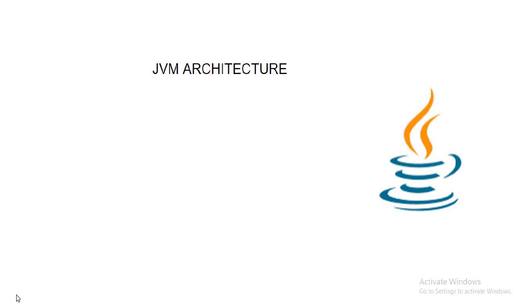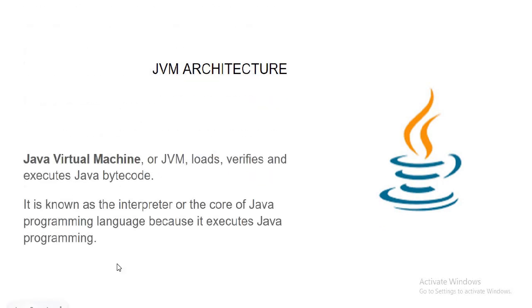In this video, I want to explain JVM architecture. It is one of the important concepts in Java. First of all, what is JVM? JVM means Java Virtual Machine, okay? It will load, verify and execute the Java bytecode. It is also known as the interpreter or core of the Java programming language because it will execute Java programs.